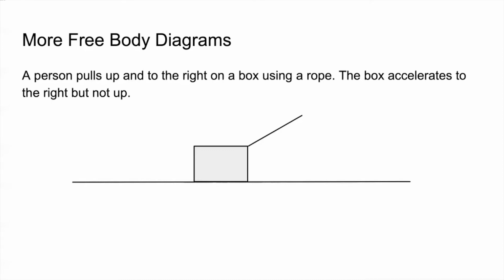So this one's a little more challenging. A person pulls up and to the right on a box using a rope. The box accelerates to the right, but not up. So this time there's still gravity and normal force, and then the person pulls on the box using a rope, so therefore there's tension, and then there's also friction because the box is staying on the ground, which we're going to explore more in the next video.